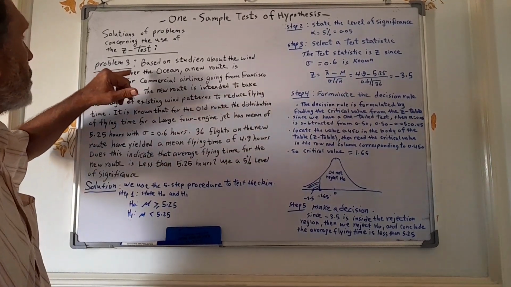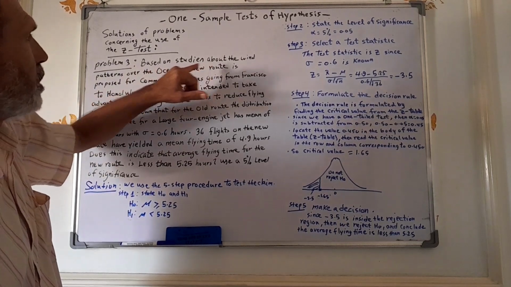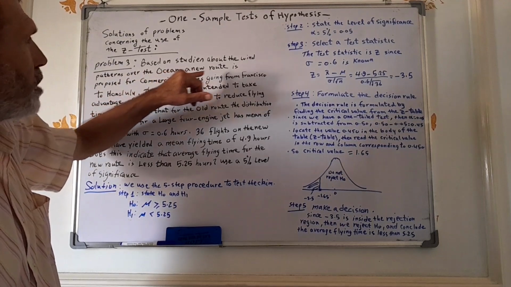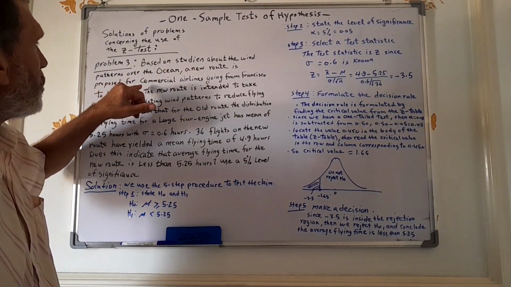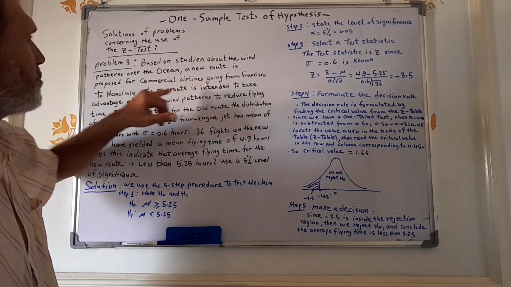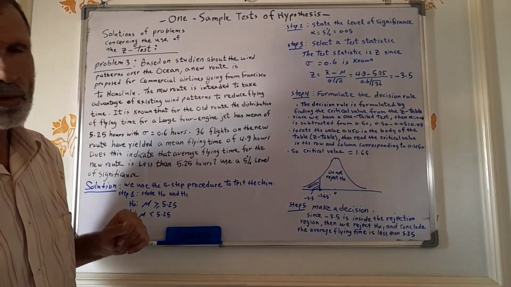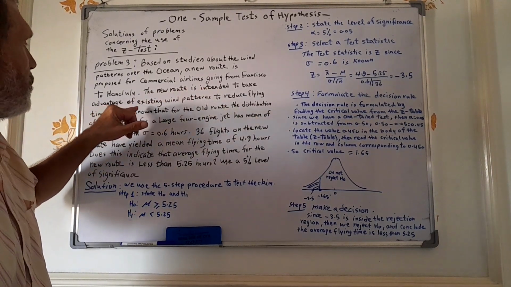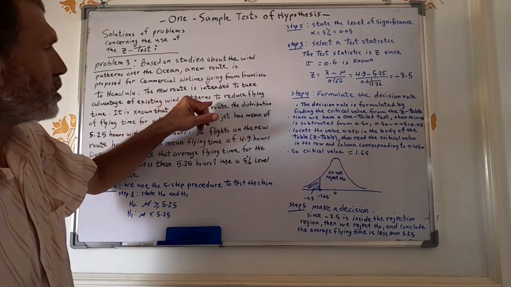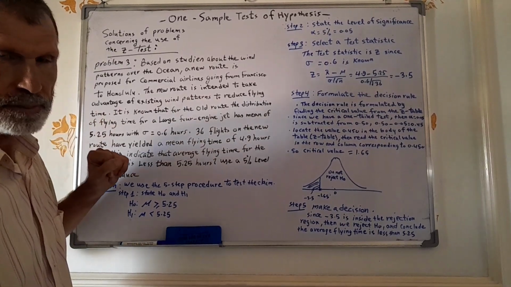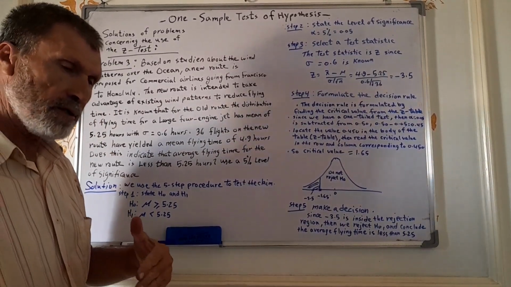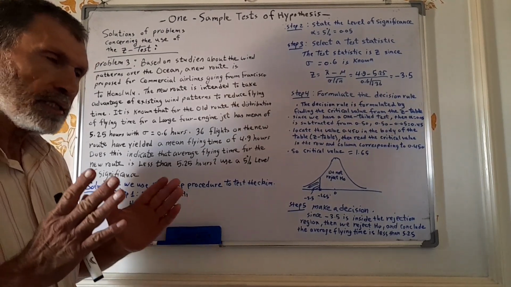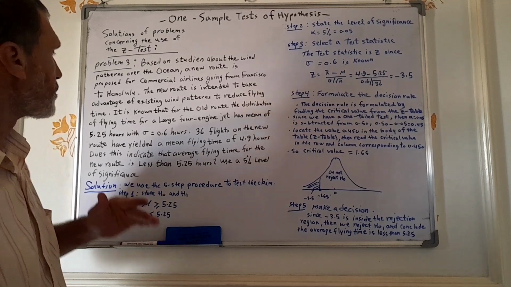So here in problem 3, based on studies about the wind patterns over the ocean, a new route is proposed for commercial airlines going from San Francisco to Honolulu. The new route is intended to take advantage of existing wind patterns to reduce flying time. Okay, so the purpose of this new route is to reduce the time of flying.